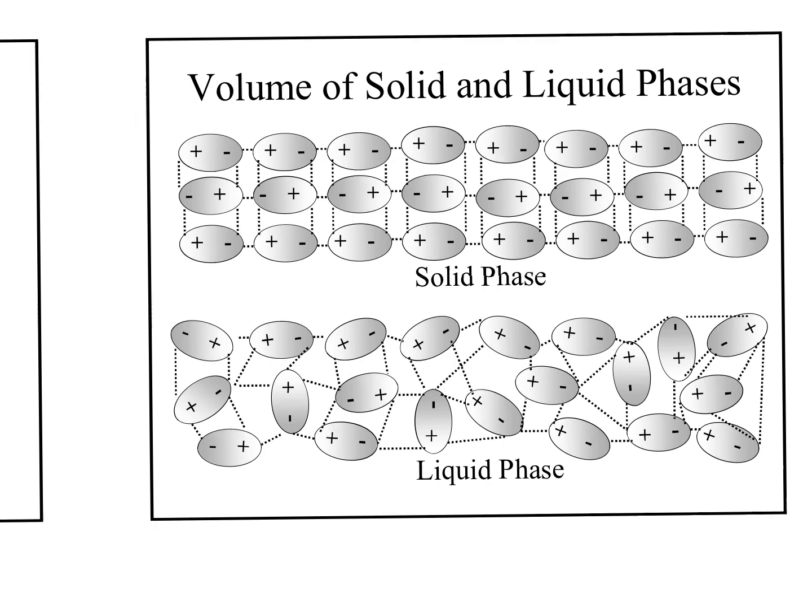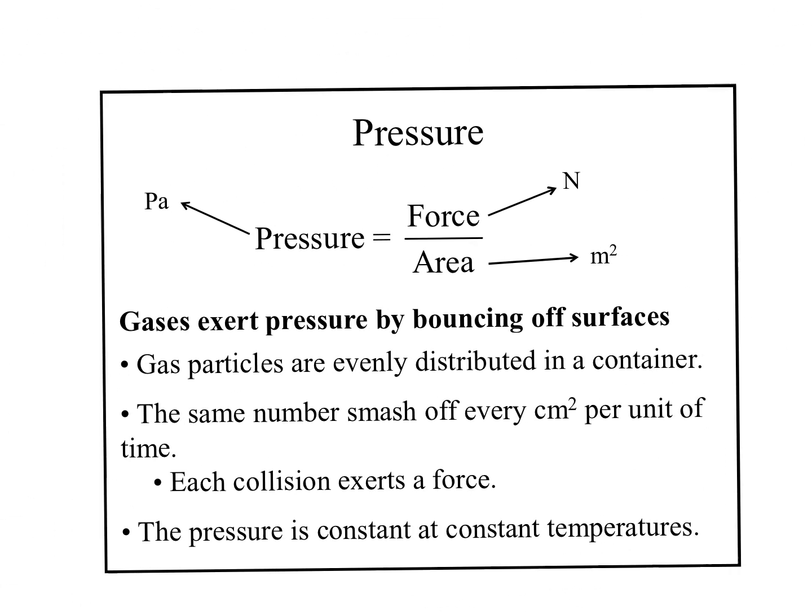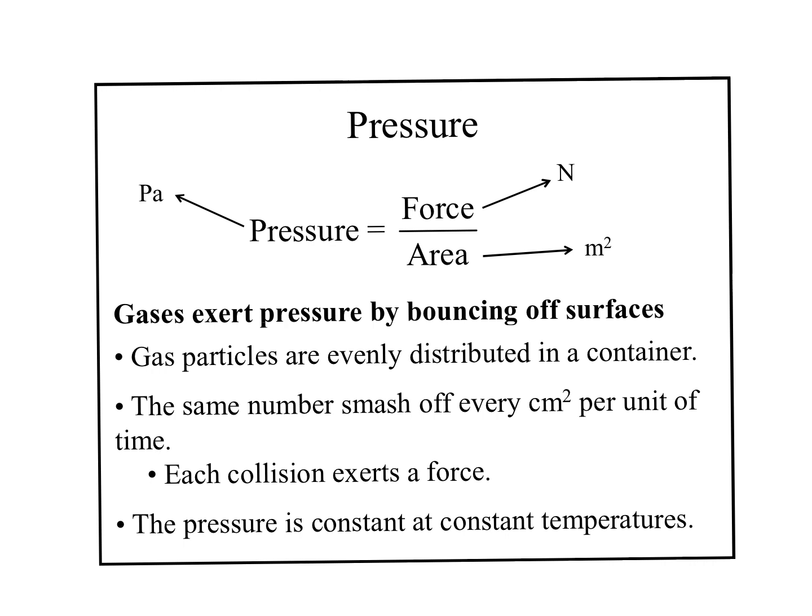All right, let's talk about pressure. Pressure is equal to force per unit area. So if you know anything about physics, force in newtons, so it's newtons per meter squared is pressure. So gases exert pressure by bouncing off of surfaces. Guess what, guys? You know this already. Gases exert pressure by bouncing off of surfaces. So we're going to write collisions cause pressure. Don't forget that. Collisions cause pressure.